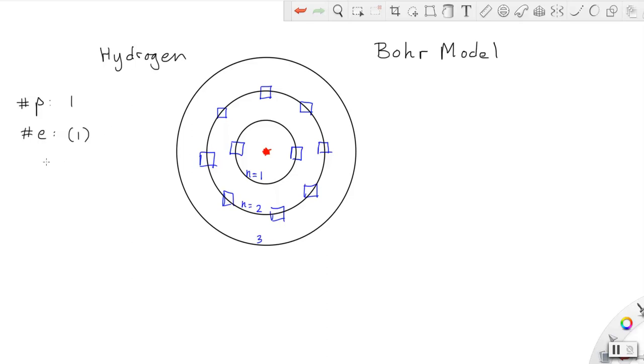Okay, so number of neutrons, well, there aren't any. 0. Okay, think about this in terms of that we have a proton with a positive charge here, and then we have an electron with a negative charge. So let's place our electron right here. Okay, and if we have an electron and a proton, you can see that since they're opposite charges, they're going to attract to one another.